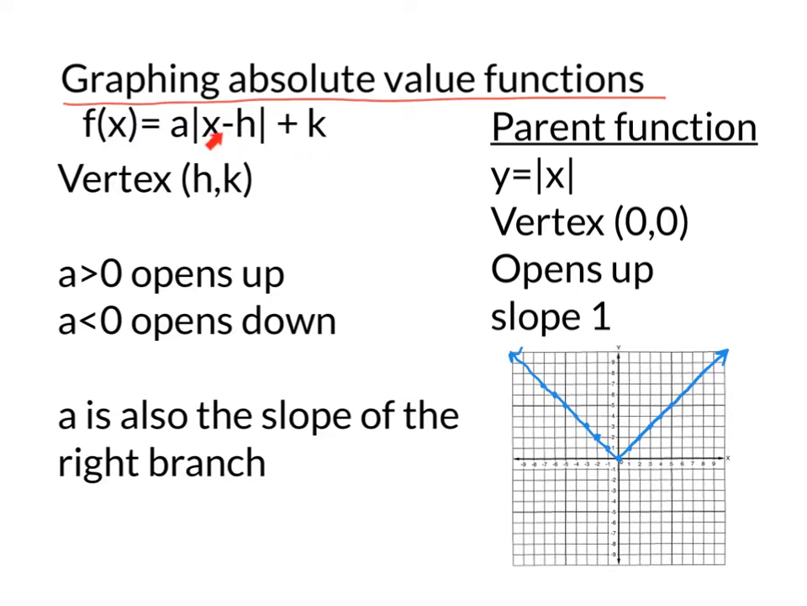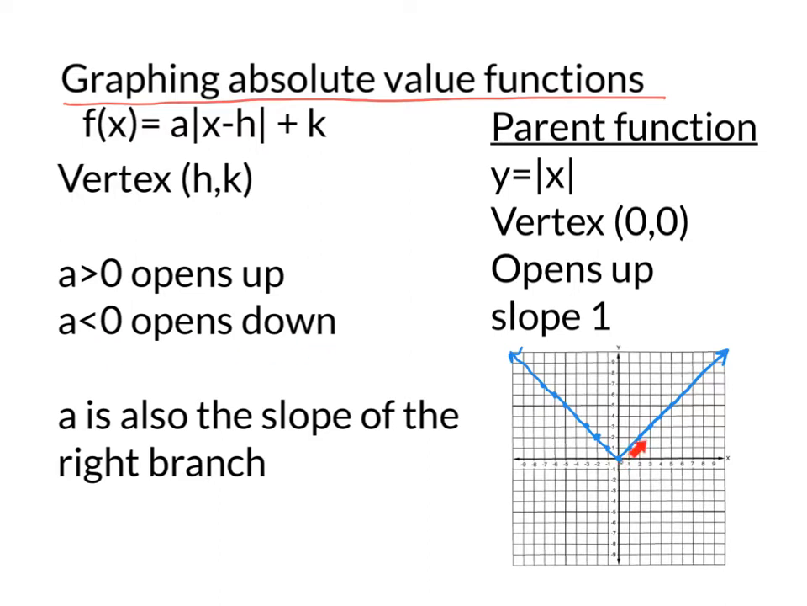Now notice it says minus h, so that means it's really the opposite of what you're going to see in the equation. If it says x minus 3, then h is actually a positive 3. And if it says x plus 3, then h is actually a negative 3. And that's your vertex. We saw in our exploration about transformations that when the a is positive, it opens up, and when the a is negative, it opens down.